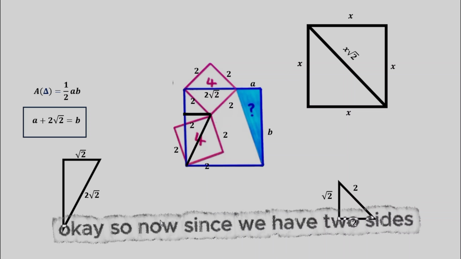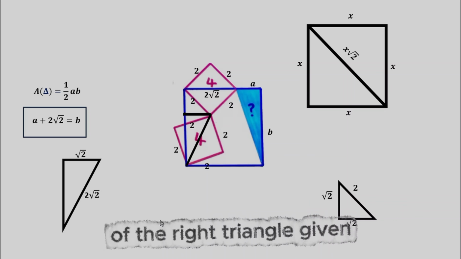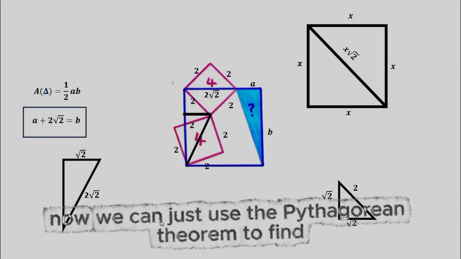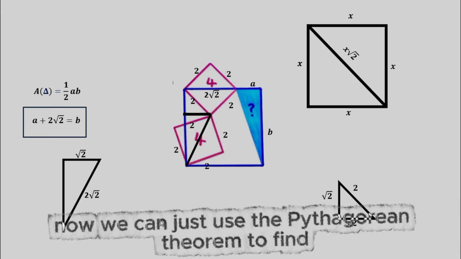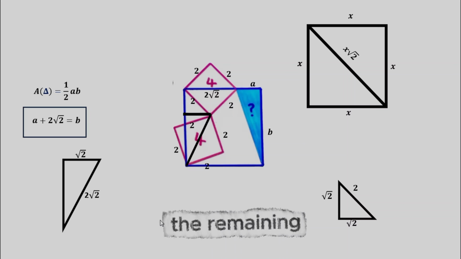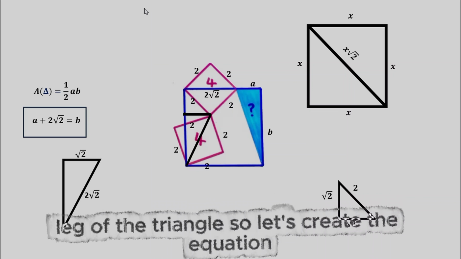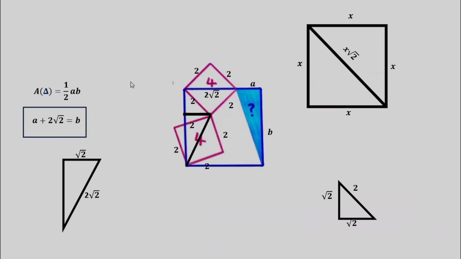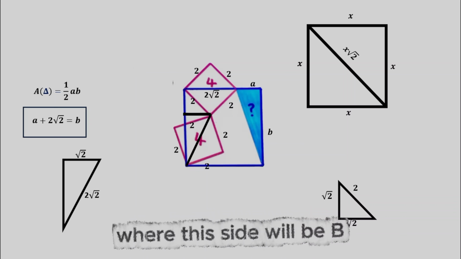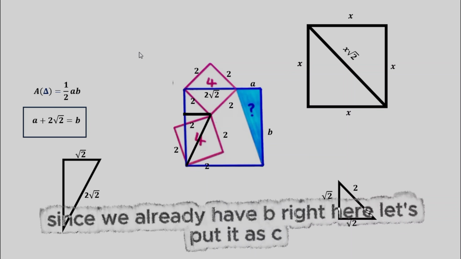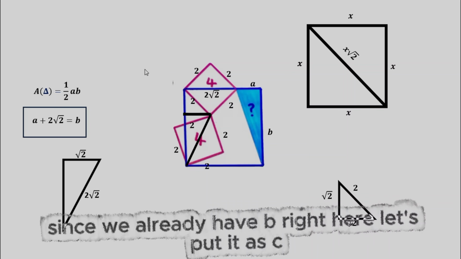Okay, so now since we have two sides of the right triangle given, now we can just use the Pythagorean theorem to find the remaining leg of the triangle. So let's create the equation where this side will be b. Or you know what, since we already have b right here, let's put it as c.